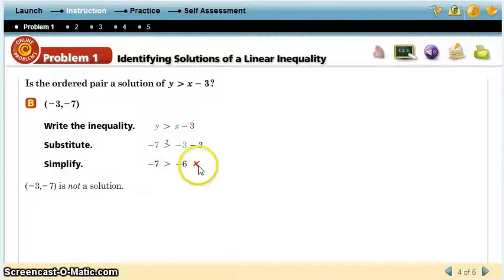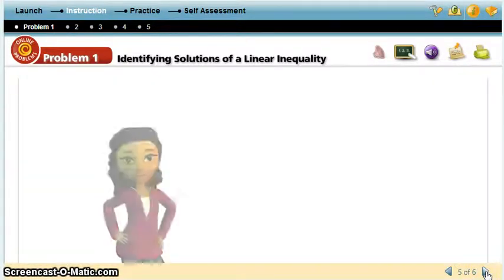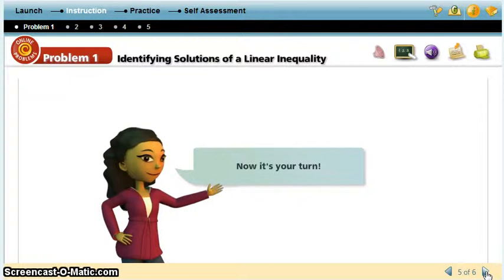So this is why we have an x here. That is not a true statement. Therefore, this is not a solution. So it's that simple, being able to determine, do you have a solution or do you not have a solution? So now it's your turn.